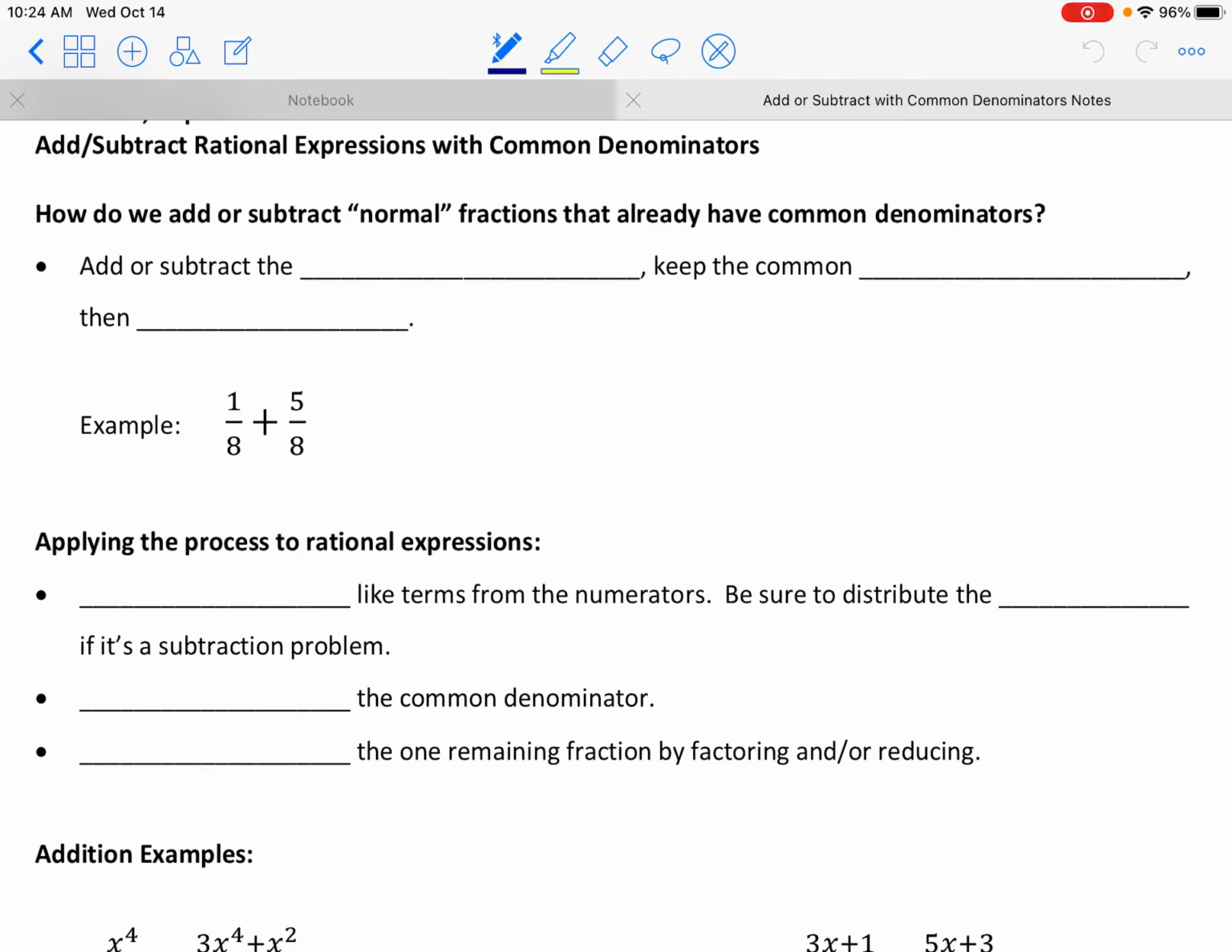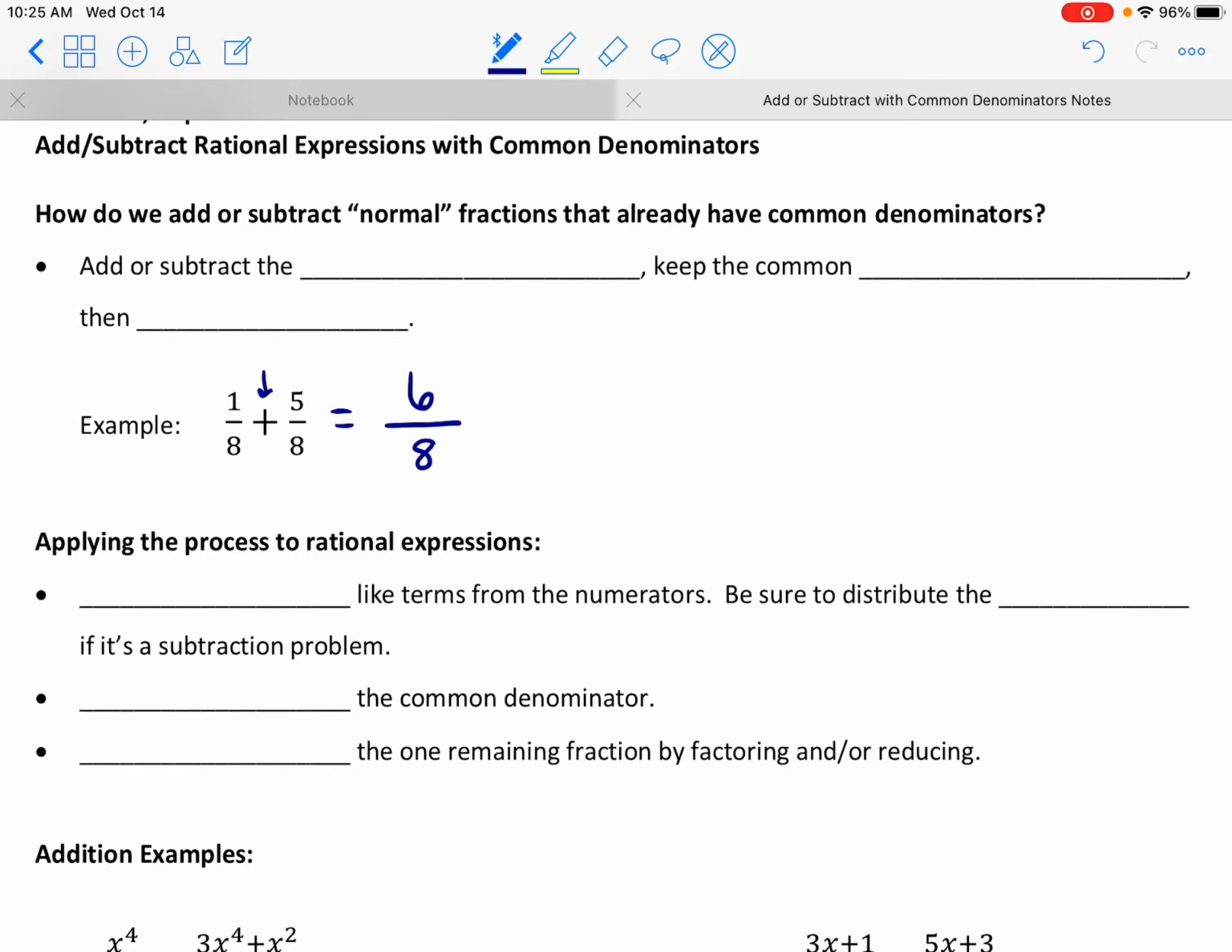So what is the rule for adding and subtracting normal fractions? If we already have common denominators, for instance, if I said to add 1/8 with 5/8, well, when we already have common denominators, then we keep the common denominator. All we have to do is perform the operation with the numerators. So if we're adding, we add the numerators. If we're subtracting, we subtract the numerators. So in this case, the 1 plus the 5 makes 6 in our numerator.